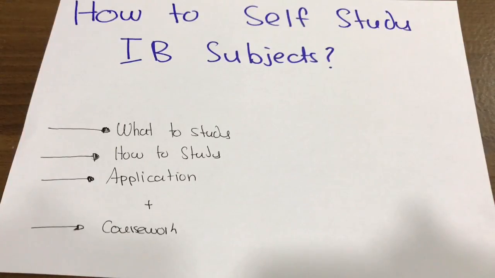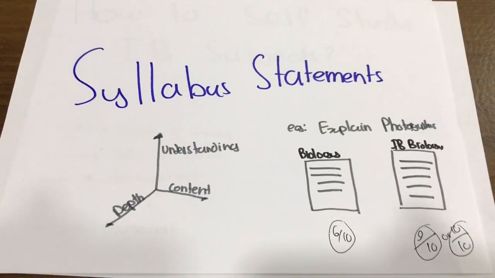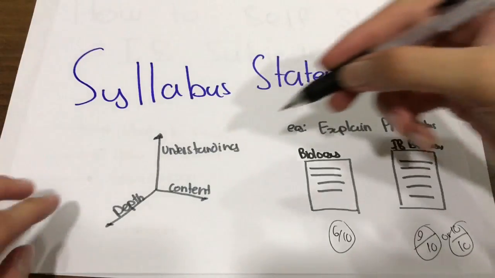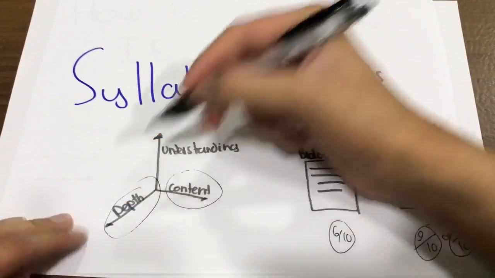The first thing, and the most important thing, which you've probably heard of before, is syllabus statements. Syllabus statements are basically all the objectives of learning the course. It's a list of every single thing you need to know. Think of this like a big list of check marks that you need to tick off. Every single thing in every single syllabus statement you need to know. The most important thing about syllabus statements is that they show you not only the content, but more importantly, the depth of what you need to know.